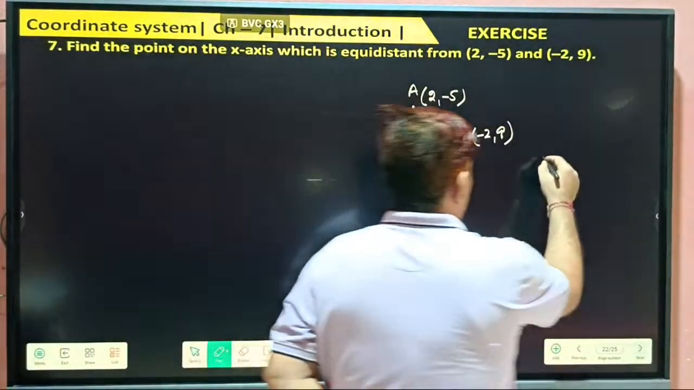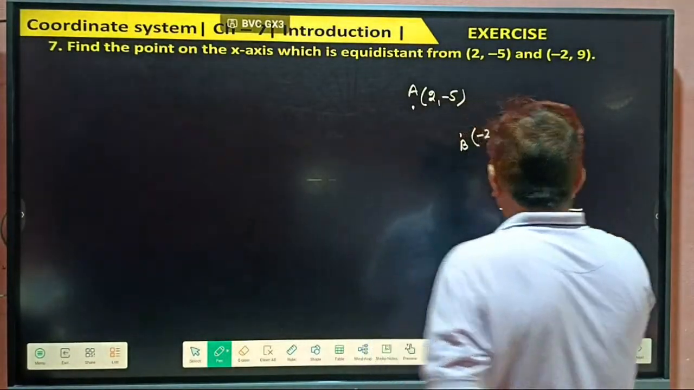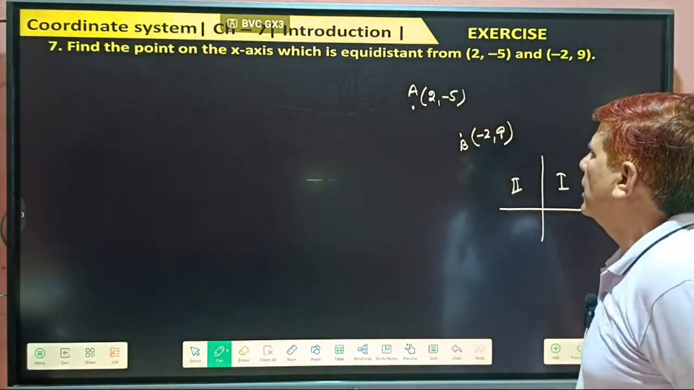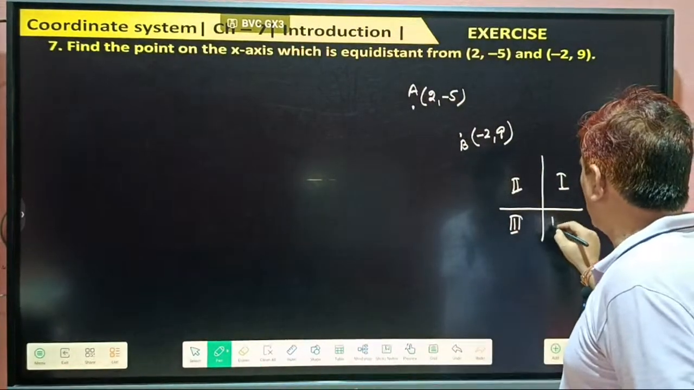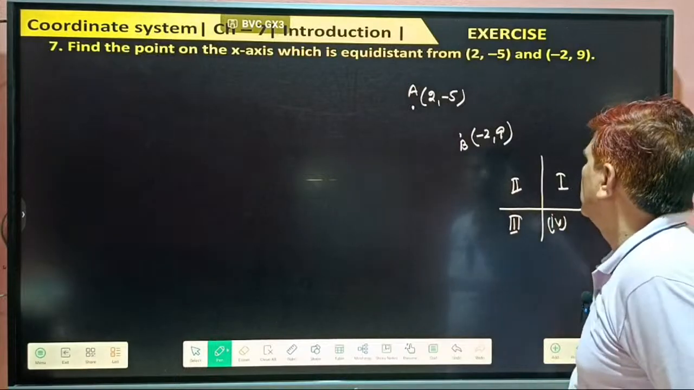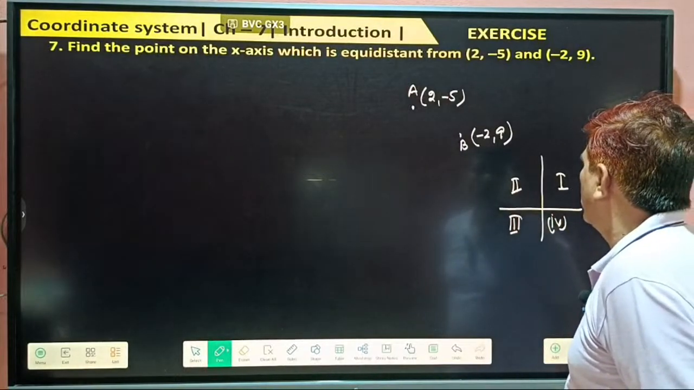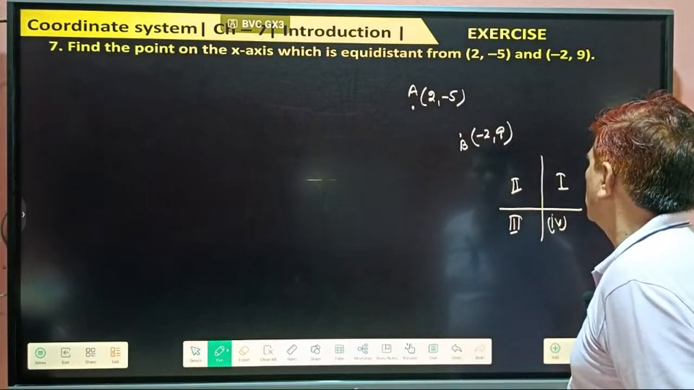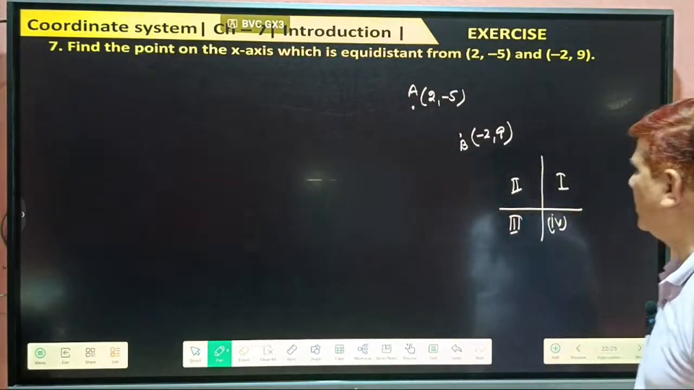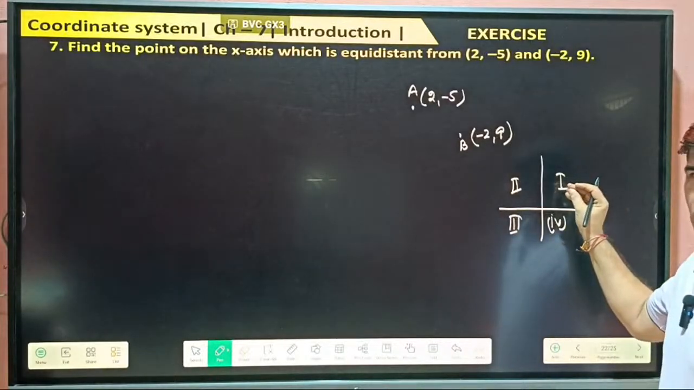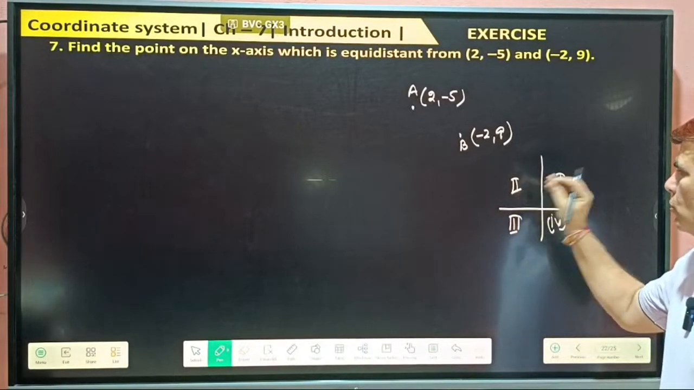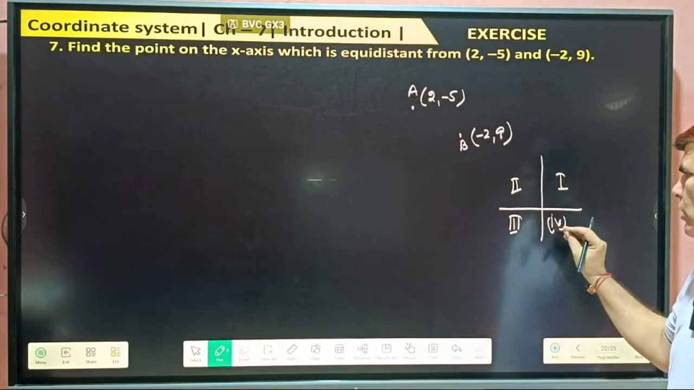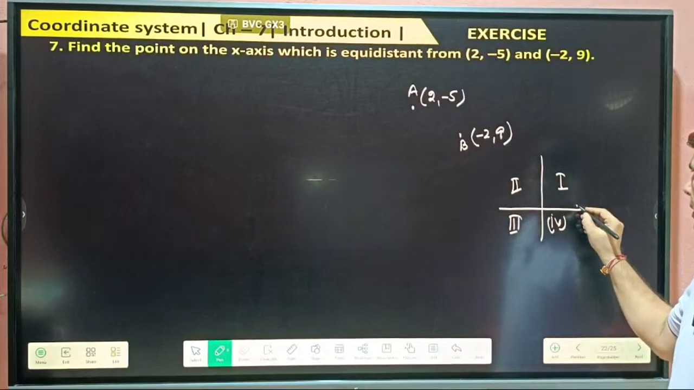In which quadrant are X and Y what? In the first quadrant both are positive. In the second quadrant X is negative, Y is positive. In the third quadrant both are negative. And in the fourth quadrant, Y is negative and X is positive. Again I can repeat, in case of doubt: first quadrant both are positive, second quadrant X is negative and Y is positive, third quadrant both negative, fourth quadrant Y is negative and X is positive.